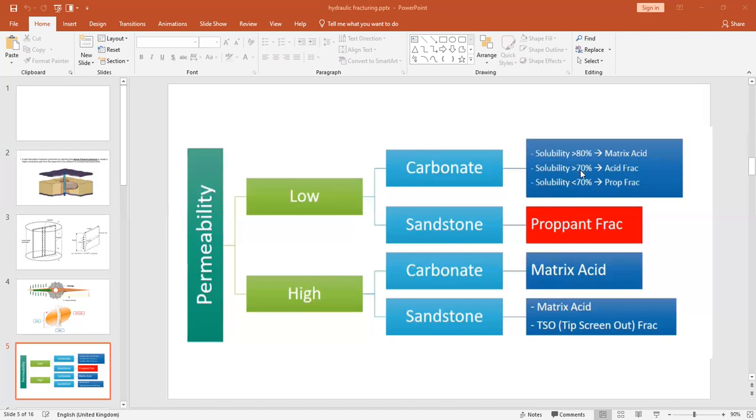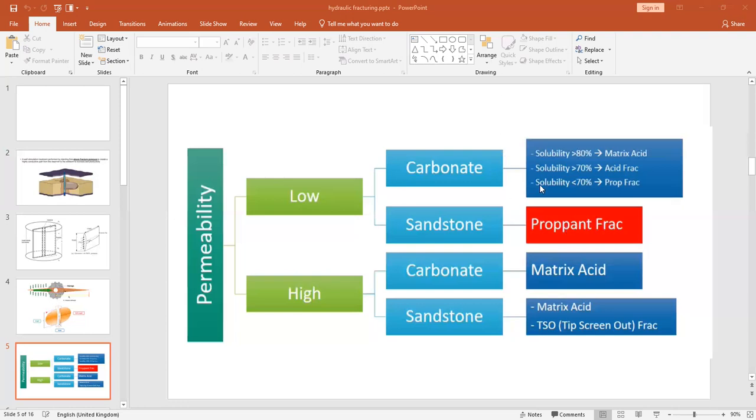If the solubility is between 70 and 80, you can use acid fracking. Acid fracking is when you're using an acid to treat the formation, but you are injecting it at a pressure that is higher than the fracture pressure, so that it is doing two things at the same time. It is fracturing the formation, and it is also treating the formation damage. In that particular case, you don't use a proppant. You just fracture it and leave it like that.